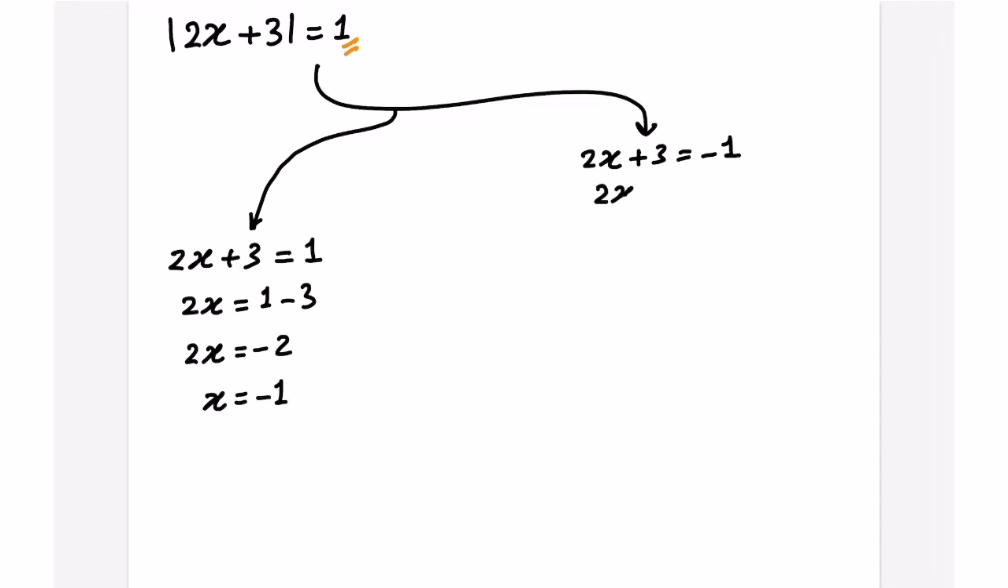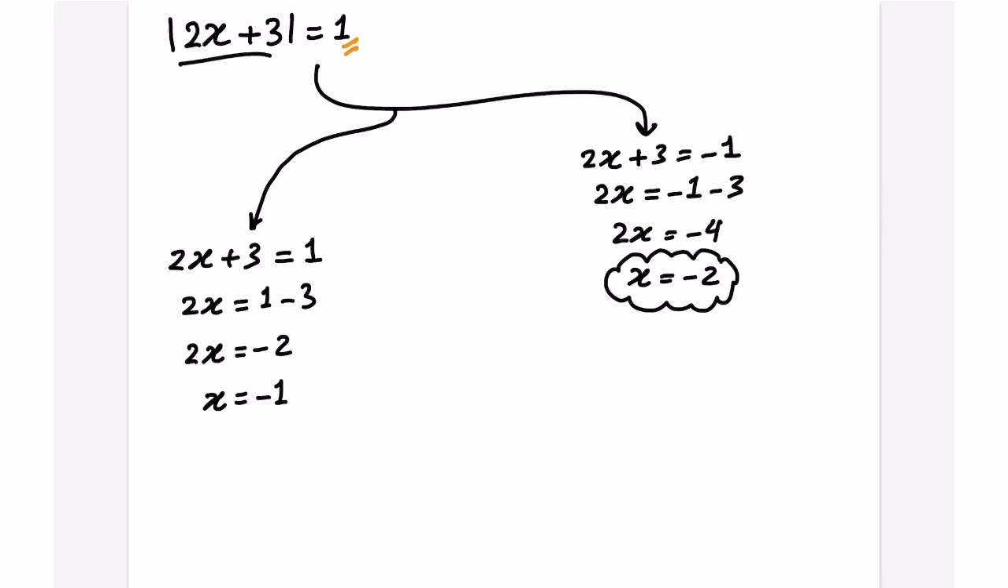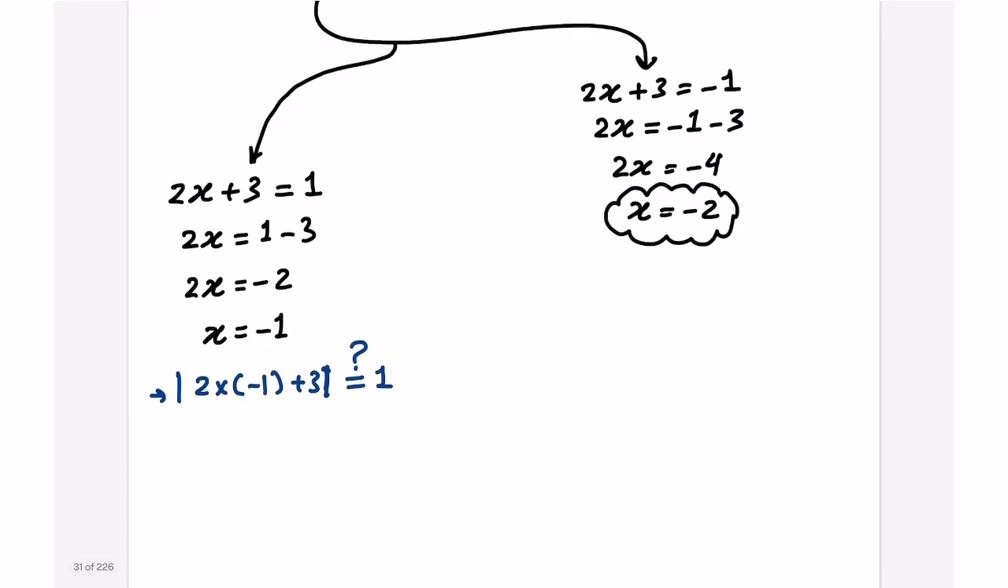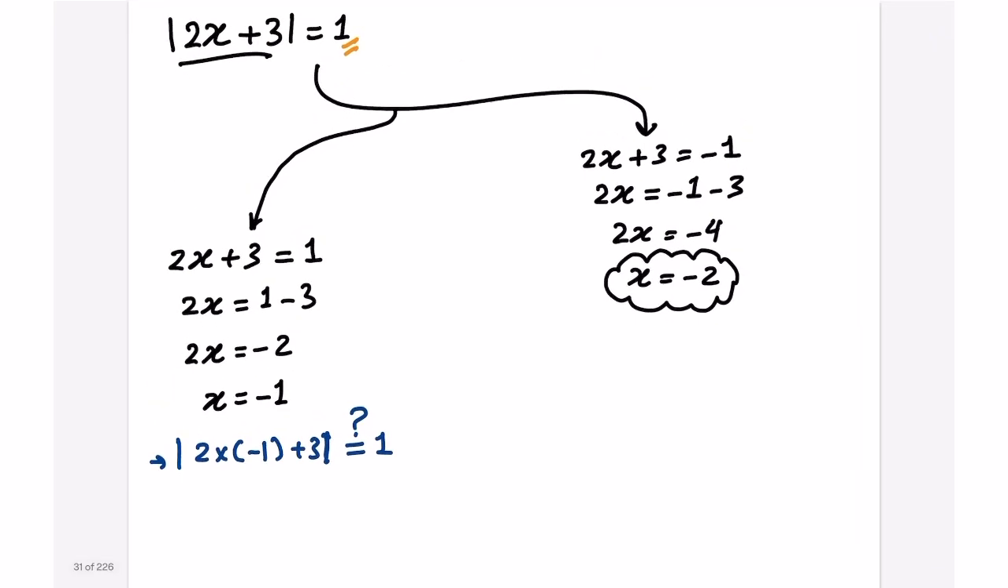Same procedure, we have to do it: -1, -3, 2x equals -4, divided by 2, we get x equals -2 here, okay? So what I'm going to do, I'm going to check my answer. The checking process is applying the numbers in that absolute value. So in this case, I have 2 times -1 plus 3. I should have 1. I'm not sure about the answer, so I'm going to put a question mark on it.